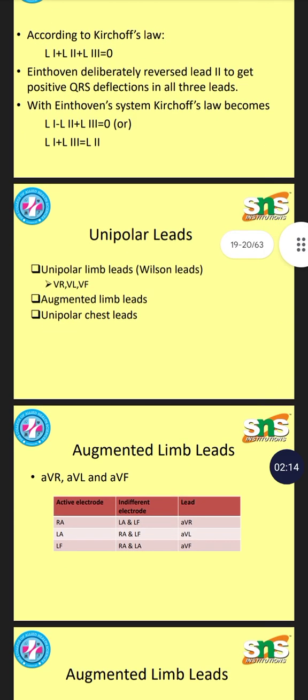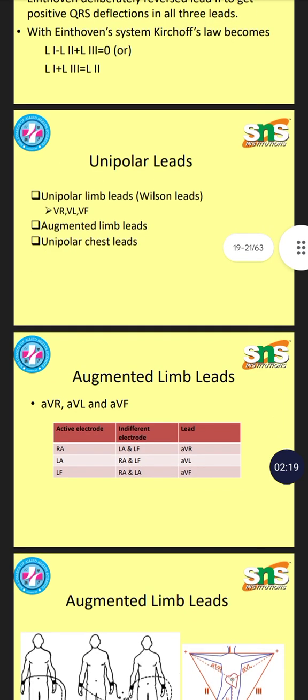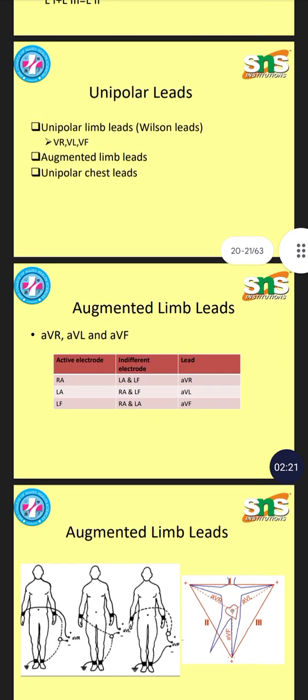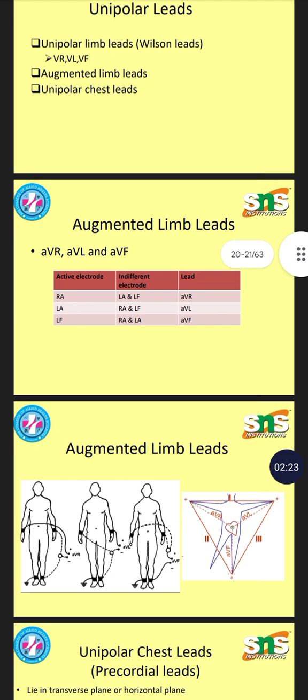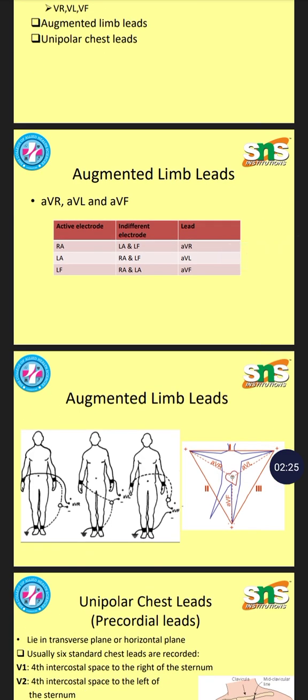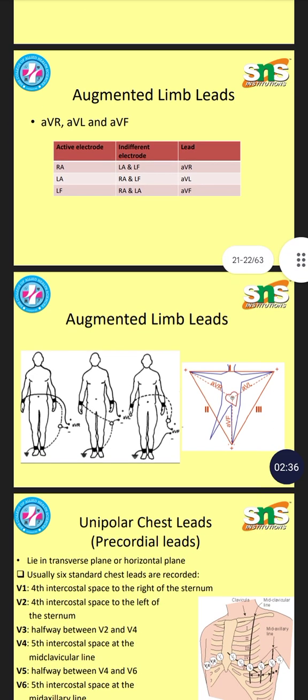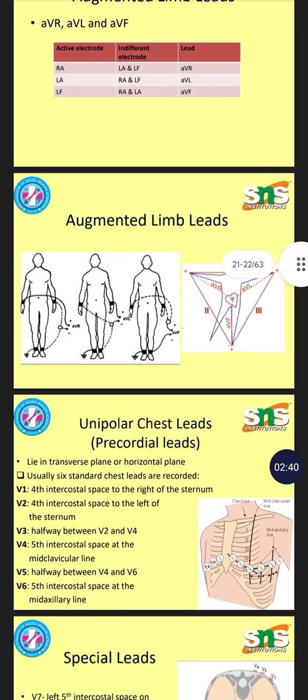Unipolar leads. Unipolar leads or Wilson leads, VR, VL and VF. Augmented limb leads, unipolar chest leads. Augmented limb leads, AVR, AVL and AVF. RA is the different electrode, LA and LF the indifferent electrodes, lead AVR. LA is the different electrode, RA and LF the indifferent electrodes, lead AVL. LF is the different electrode, RA and LA the indifferent electrodes, lead AVF.